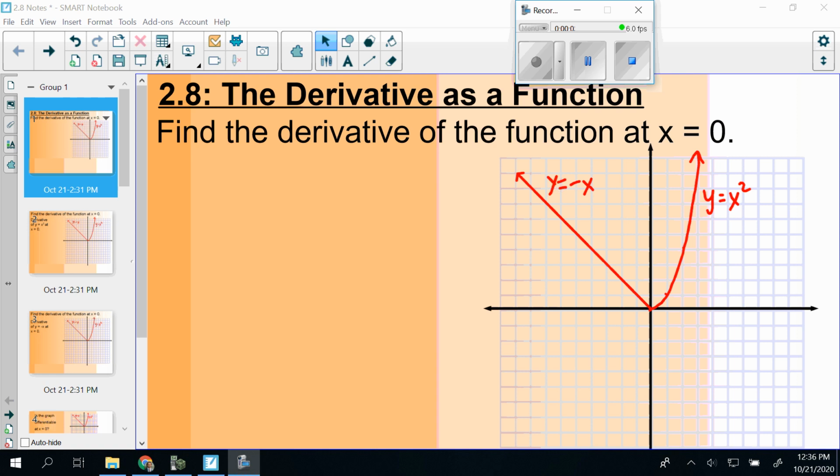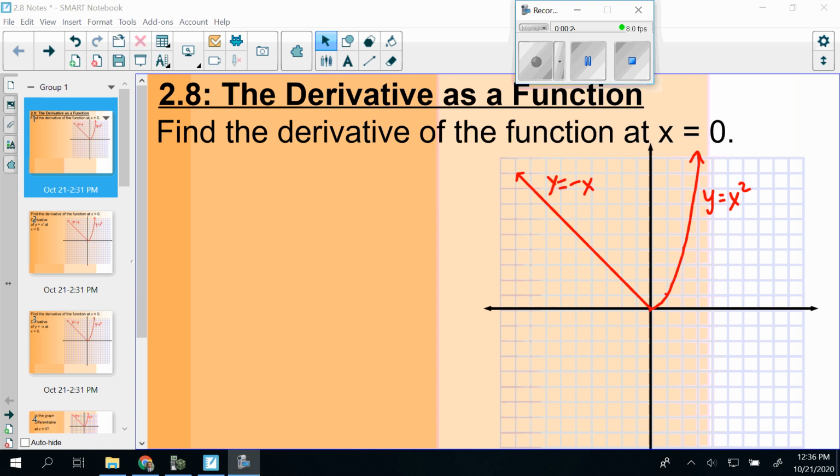All right, we're going to look at a derivative as a function here. So what this problem's asking us to do is find the derivative of this function at x equals 0. Derivative is the rate of change when we're looking at it. So we want to find what's the rate of change at 0.